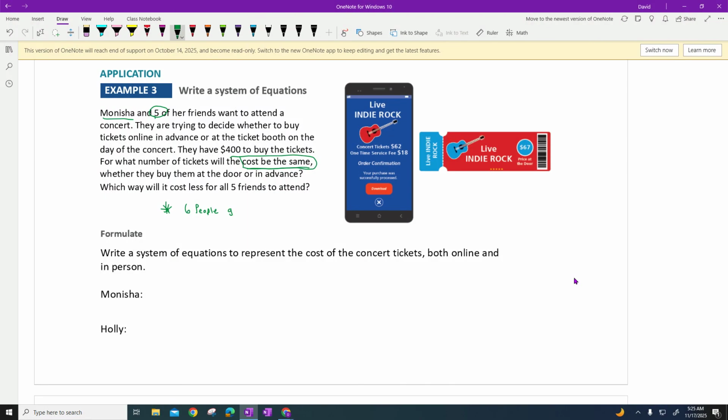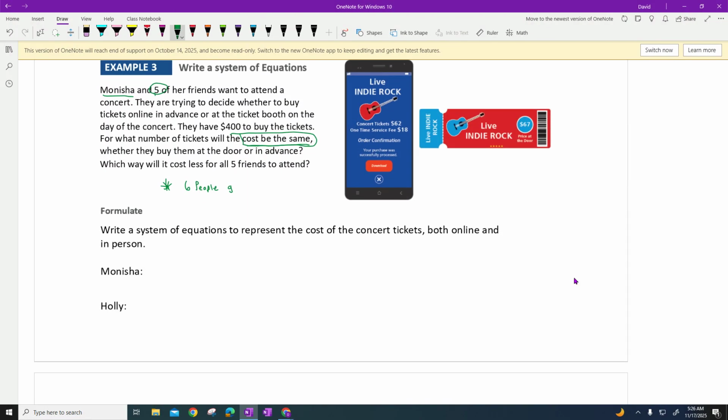Okay, so let's go write our two equations here. What system's equation represents the concert tickets both online and in person? Well, why do they have Monisha and Holly here? Let's write our two equations here. So y equals, this guy's $62 per ticket, and they have an $18 service charge.